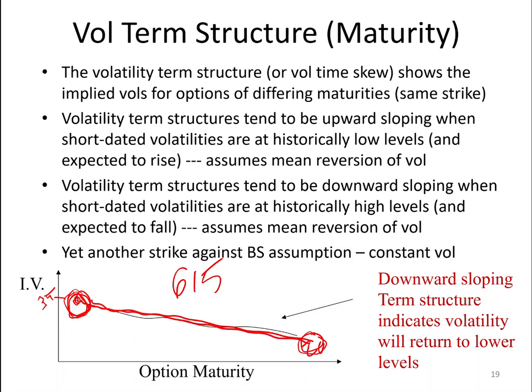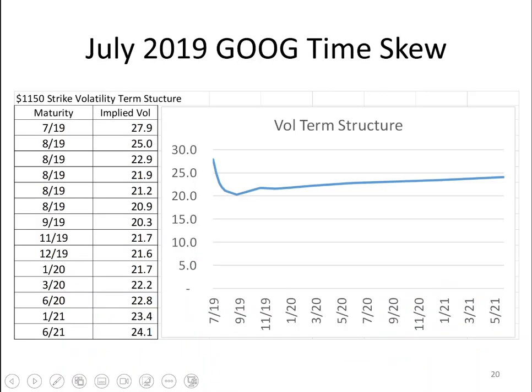When you see a downward sloping term structure of volatility, it implies that volatility is high and above its long-term average. If you see an upward sloping one, it says volatility is low, below its long-term average. Here's July 2019, some term structure or time skew of volatility for Google, and you can see it's got a kind of a kink in it and then goes long-term upward sloping.